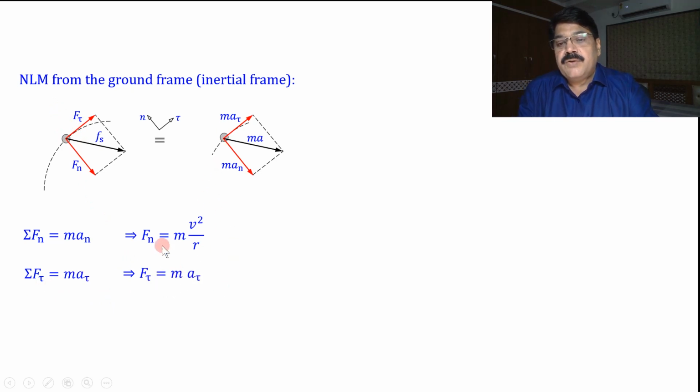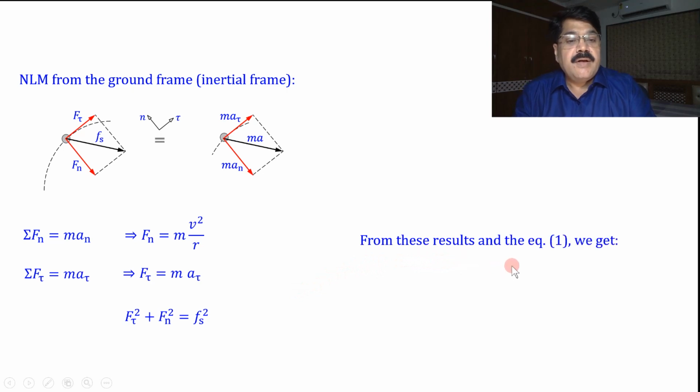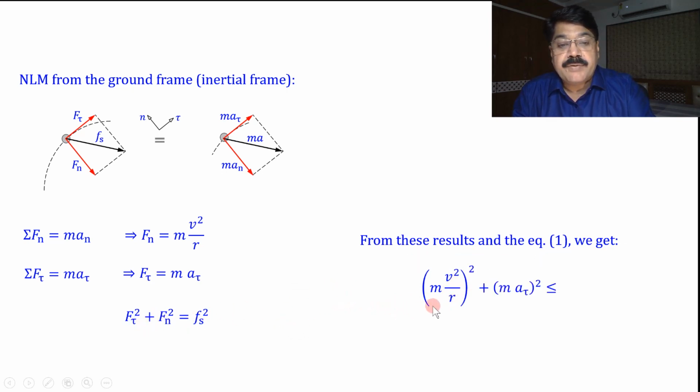Now these two forces Fn and F tau are the rectangular components of static friction. So if we square them and add, we get F tau square plus Fn square is equal to Fs square. We substitute these values here. From these results and equation 1 obtained earlier, we get mv square by r, whole square, plus ma tau square, less than or equal to mu s mg, whole square.